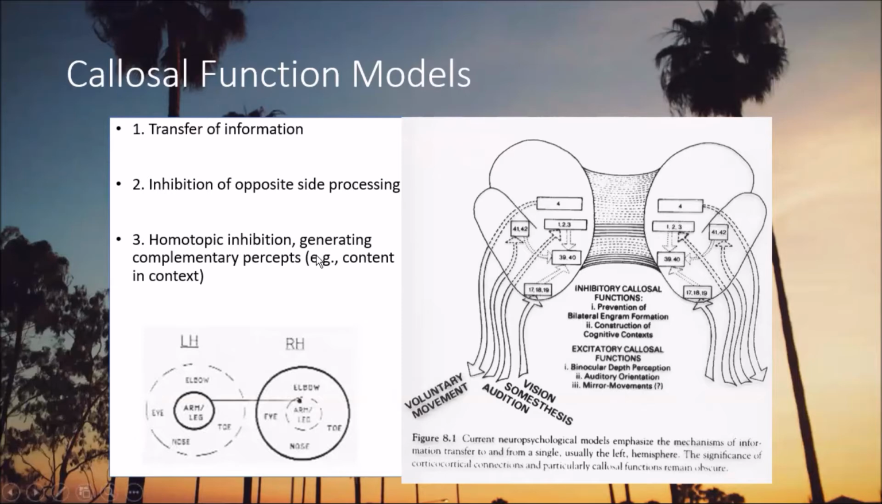And this thing called homotopic inhibition generates the complementary percepts. So if your left hemisphere is thinking about arms and legs, the right hemisphere will inhibit that and think about all of the associates around it. That's kind of the idea. But obviously these are kind of crude ideas, and depending on how you study the brain, we'll see more involvement.